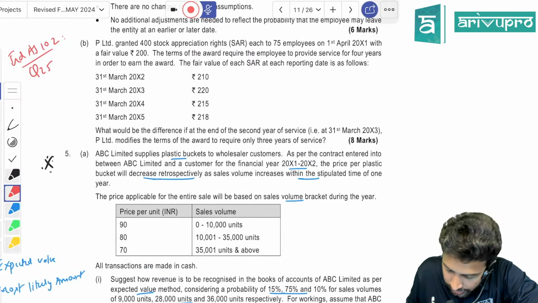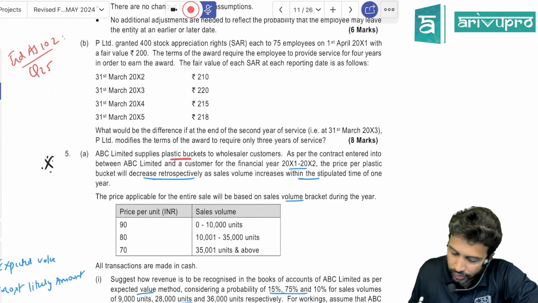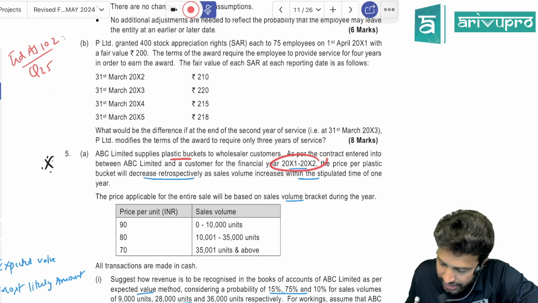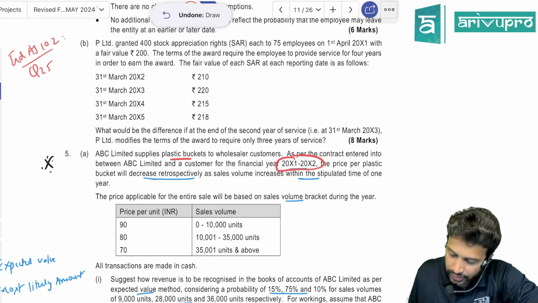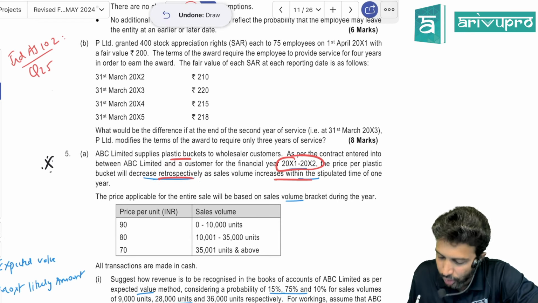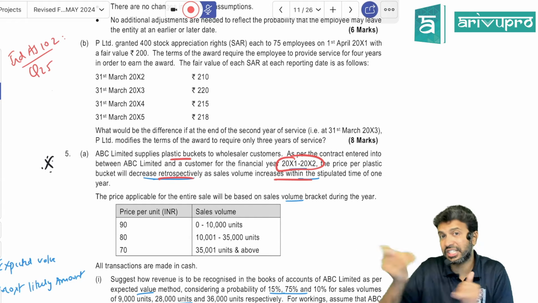ABC Limited supplies plastic buckets. So that's the goods we are dealing with. As per the contract entered into between ABC and customer for financial year 20X1, X2, the price per plastic bucket will decrease retrospectively as the sale volume increases. So we have done some retrospective contract adjustments with the customer.